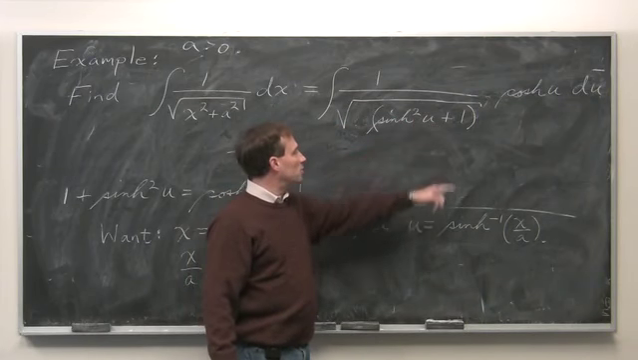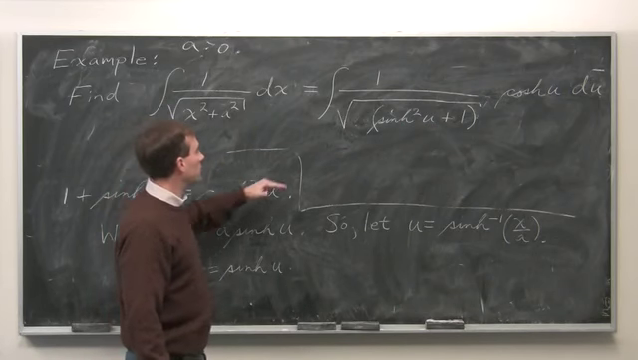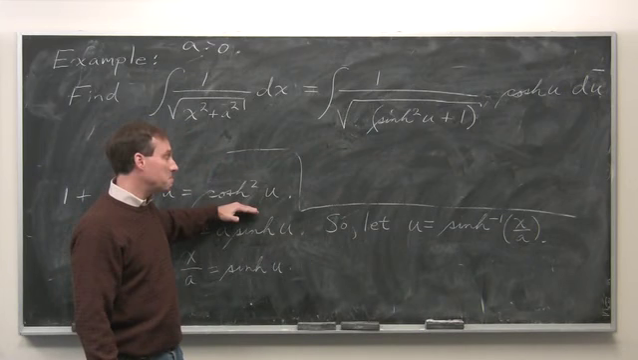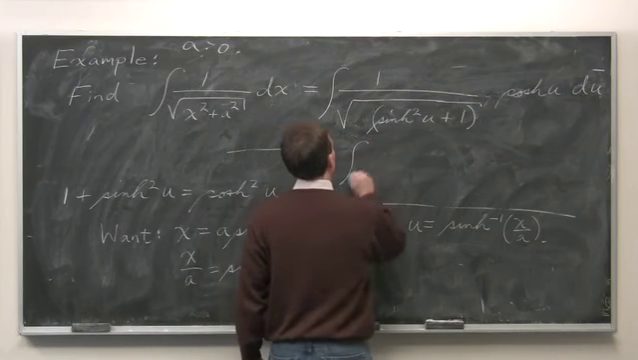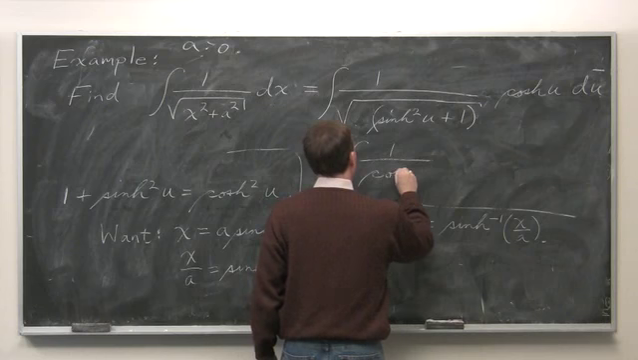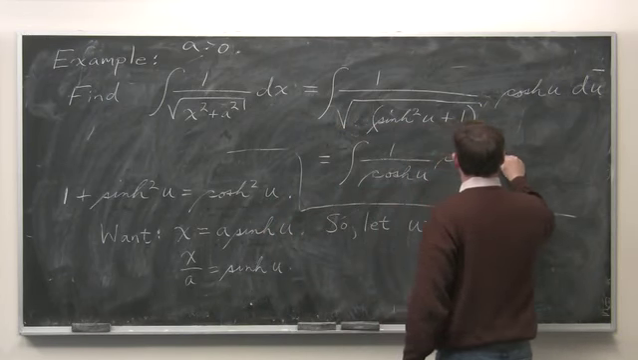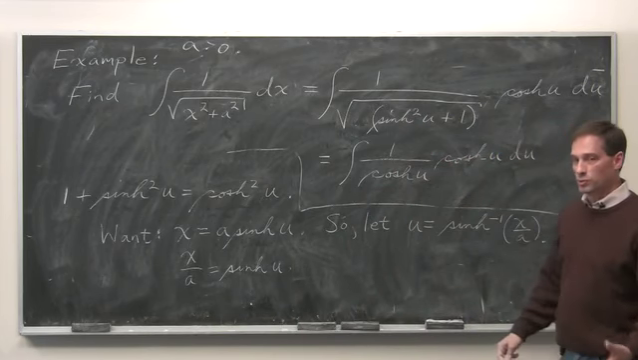Sine squared u plus 1 is hyperbolic cosine squared. The square root of that is the absolute value of hyperbolic cosine. Hyperbolic cosine is always positive, so that's hyperbolic cosine. So what you get is the integral of 1 over hyperbolic cosine of u times hyperbolic cosine of u du. These cancel. You get the integral of 1 with respect to u.